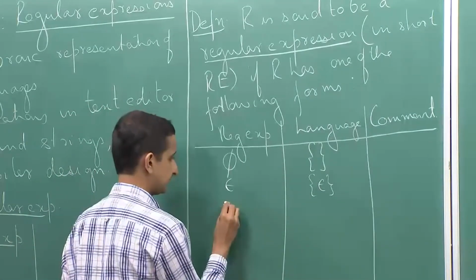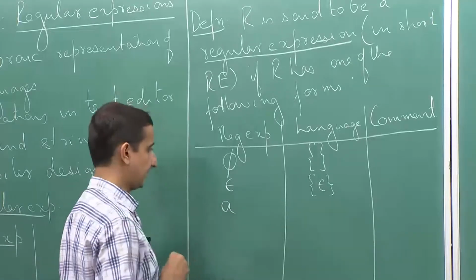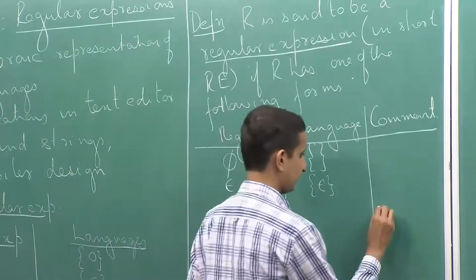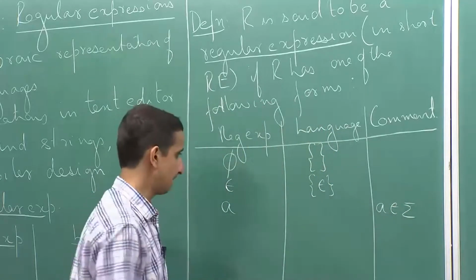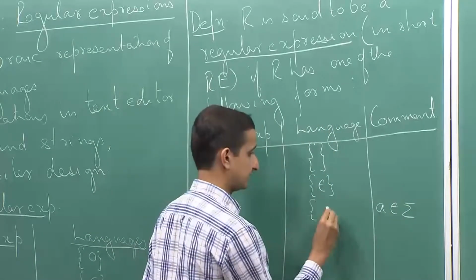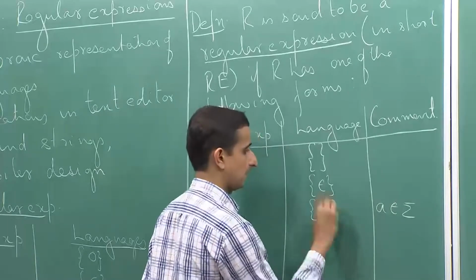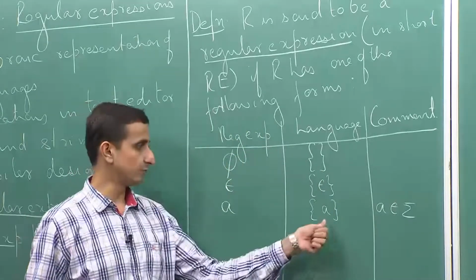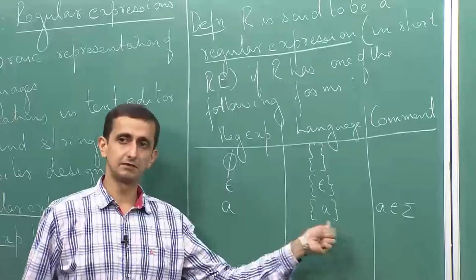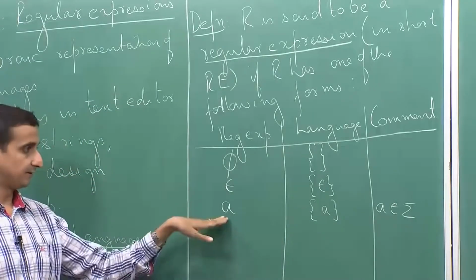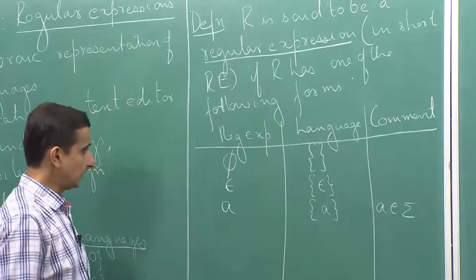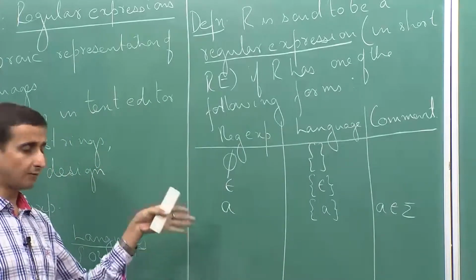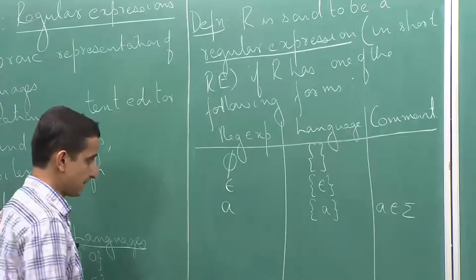The third is a regular expression A, where A is any symbol in sigma. The corresponding language is the language which contains only one string, that is the symbol A, for every symbol A belonging to sigma. So these are the 3 base cases. Now we will have the inductive cases.